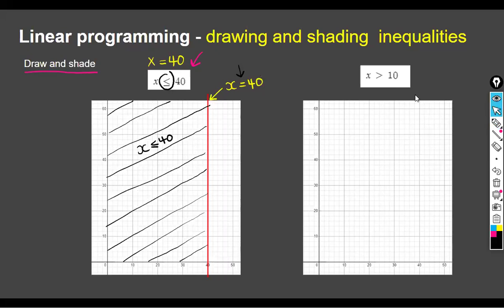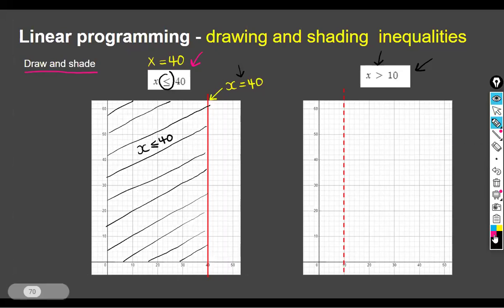Do you think you could do the second question for me? Take down the first question, and I want you all to draw and shade x is more than 10. Draw and shade. x, remember you're drawing x is equal to 10. But because it's just more than, it doesn't have the extra line there. It has to be a dashed line, a vertical dashed line going through 10.